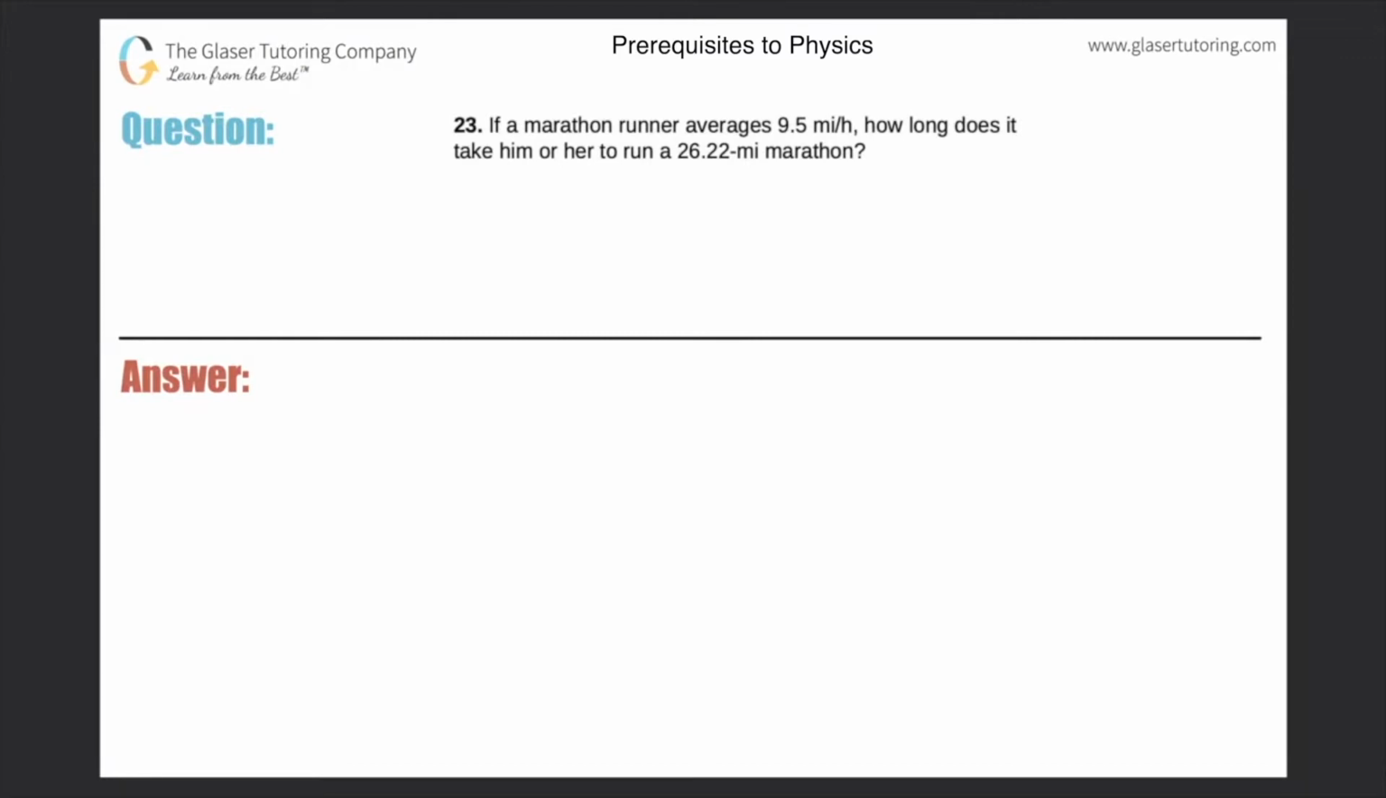Number 23. If a marathon runner averages 9.5 miles per hour, how long does it take him or her to run 26.22 miles? We can set up a simple proportion in order to find the answer. So I'm going to write miles 1 over hours 1 should equal miles 2 over hours 2. The value that was given in the problem, 9.5 miles per hour, was per 1 hour. I'll plug that into the left-hand side. So we can write 9.5 miles per 1 hour.